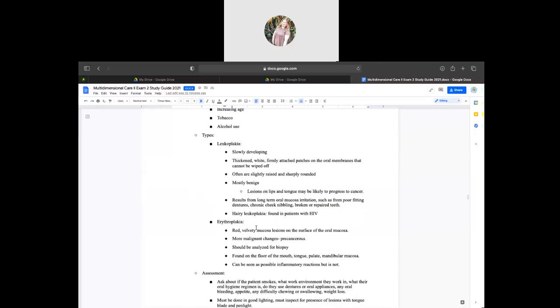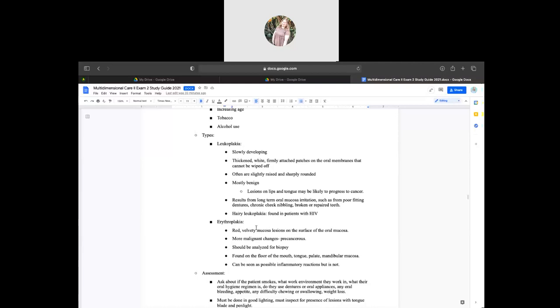There's 2 different types of these lesions. Leukoplakia. It's going to be slowly developed, thick and white, firmly attached patches on the oral membranes that can't be wiped off. They might be raised and rounded, but they're mostly benign. Lesions on the lips and tongue may be likely to progress to cancer. It's usually from long-term oral mucosa irritation, such as poor-fitting dentures, cheek nibbling, broken or repaired teeth. Hairy leukoplakia, found in patients with HIV. So remember, H may be that hairy leukoplakia.